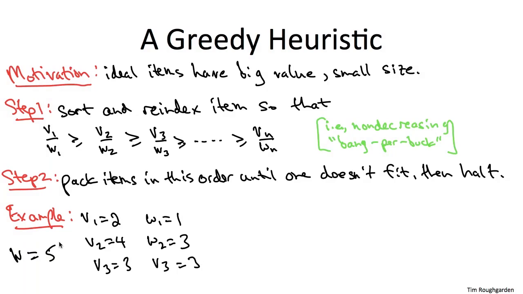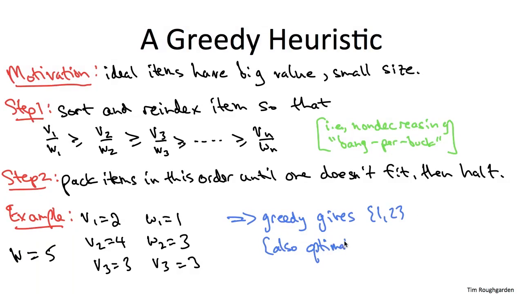So what does the greedy solution do? It first packs in item number 1. Then there's a residual knapsack capacity of 4, so there's room for item number 2. It packs that. Now there's a residual knapsack capacity of only 1, so there isn't any room for item number 3, so it halts. So the greedy algorithm is just going to output the set 1, 2. In this particular example, you'll notice that this greedy solution of value 6 is in fact the optimal solution. You can't do better.